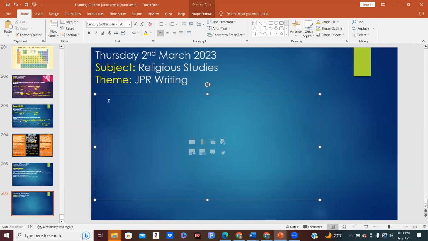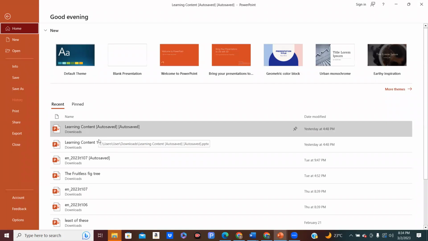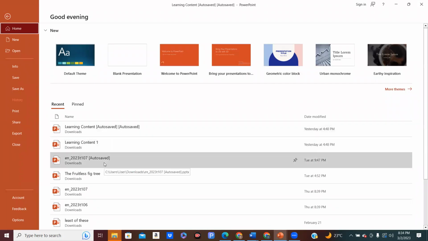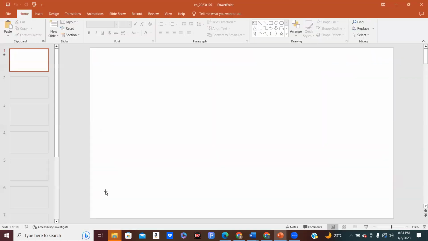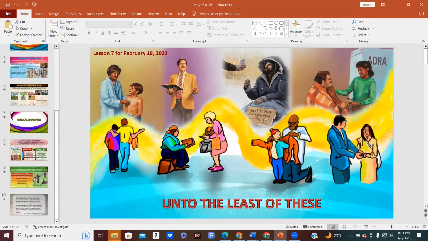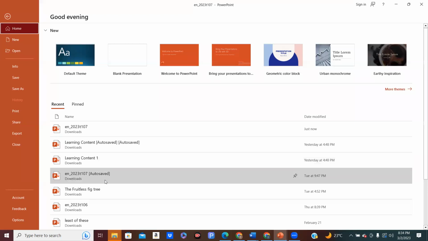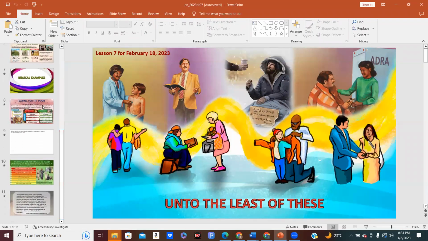But I really like JPR writing as well. We are going to look at the JPR question for last week. We did caring for the poor. That's what we did. And we looked at the question of, let me see, the question was, I think I removed the question. Did I have it? Auto save? This is probably it right now. Yes, this is it.